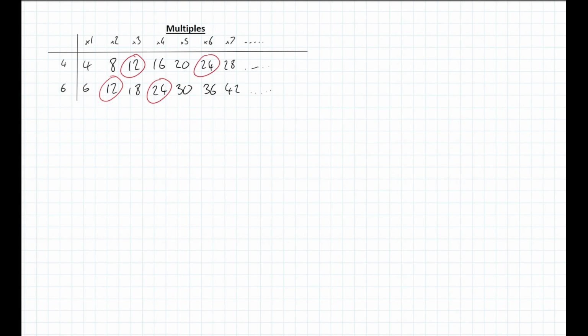You also might notice that these multiples go on forever and ever. There is no limit to how many multiples you will have, and you will have an infinite number of common multiples as well. We generally only care about this lowest common multiple right here.